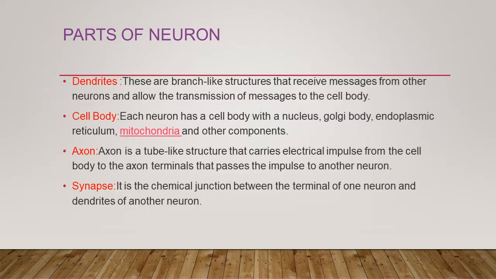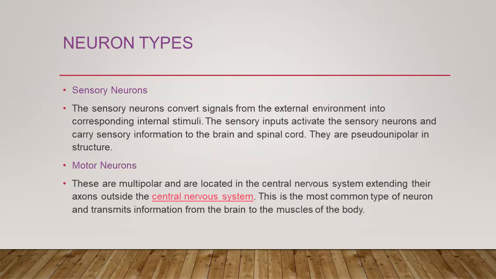After that is the axon. Remember the yellow colored structure? Axon is a tube-like structure that carries the electric impulse from the cell body to the axon terminal and which passes the impulse from one neuron to another. But the connection between one neuron and another, the junction between the two, is the synapse, which has the chemicals, the neurotransmitters, in it, and that is a synapse.